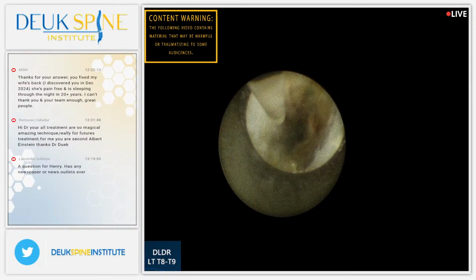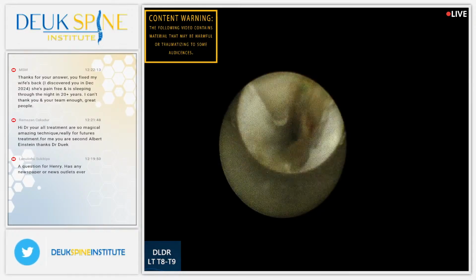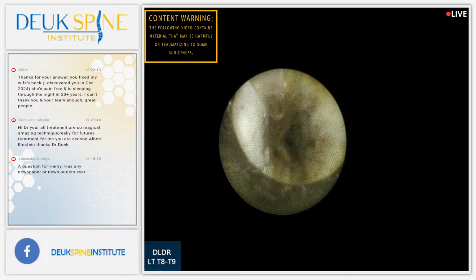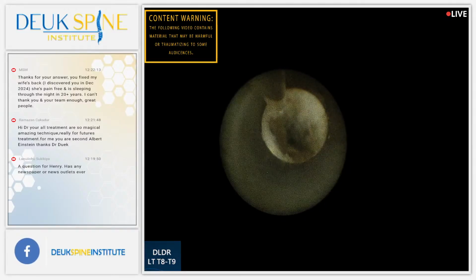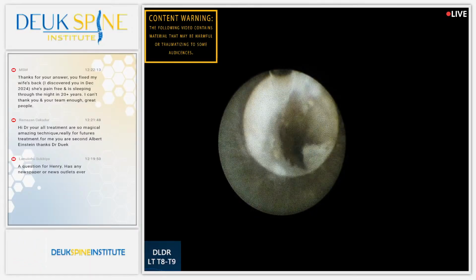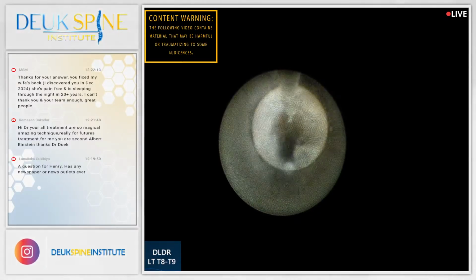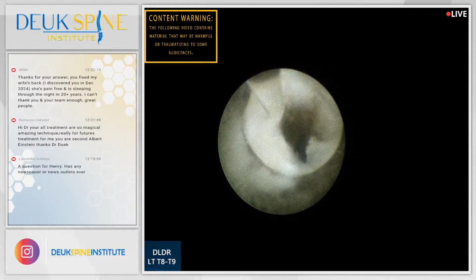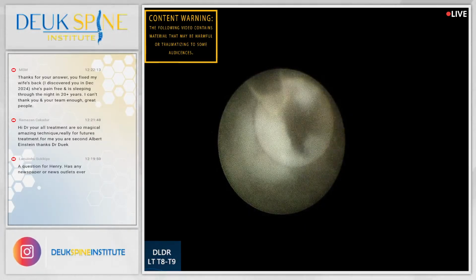I'm very glad we got the right one. And you can see the little bit of blue is the herniation within the tear. You can see a lot of calcium here. We're just about finished. I'm at the back side of the disc right now. There's not much left to fix.